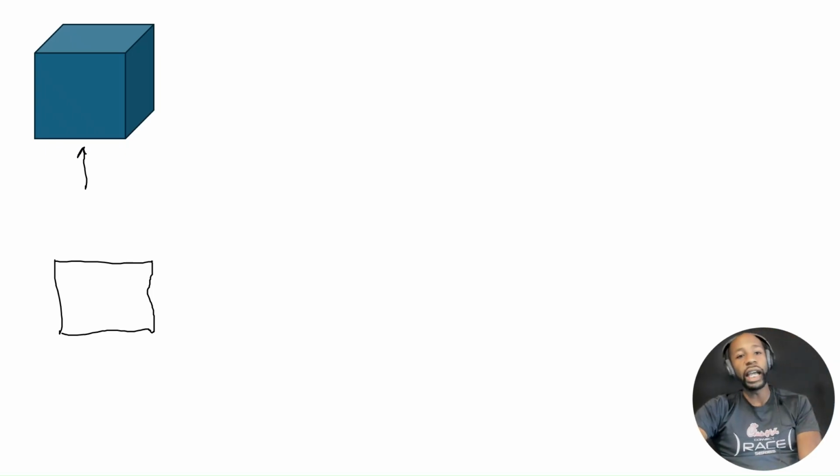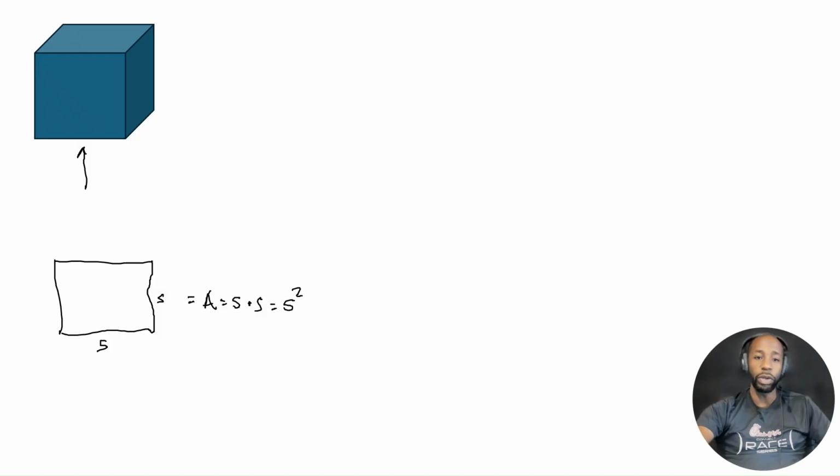So the area of that is, of course, the area of a square, which is length times width, but we know that the length and width are the same because the square has equal sides. So we're just going to call that S for side. Remember, area is two-dimensional, so you have to multiply two dimensions to get area. That's why the area of this face is just side times side, or in other words, side squared.